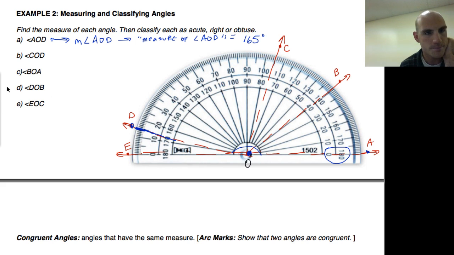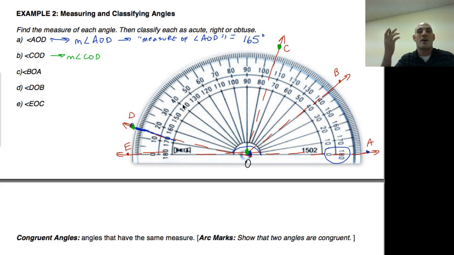Let's do another one. COD. So the measure of angle COD. Let's see where this lines up. So C is here, O is obviously this middle, and D is here. Well, this is going to present a problem because it doesn't line up with 0. So which scale do we use?